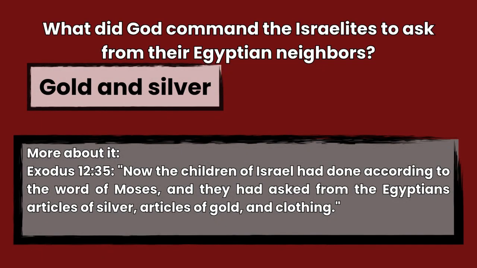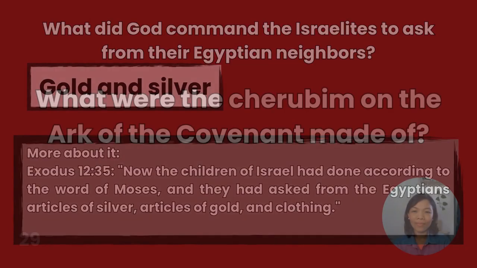The answer is gold and silver, Exodus 12:35. Now the children of Israel had done according to the word of Moses, and they had asked from the Egyptians articles of silver, articles of gold, and clothing.